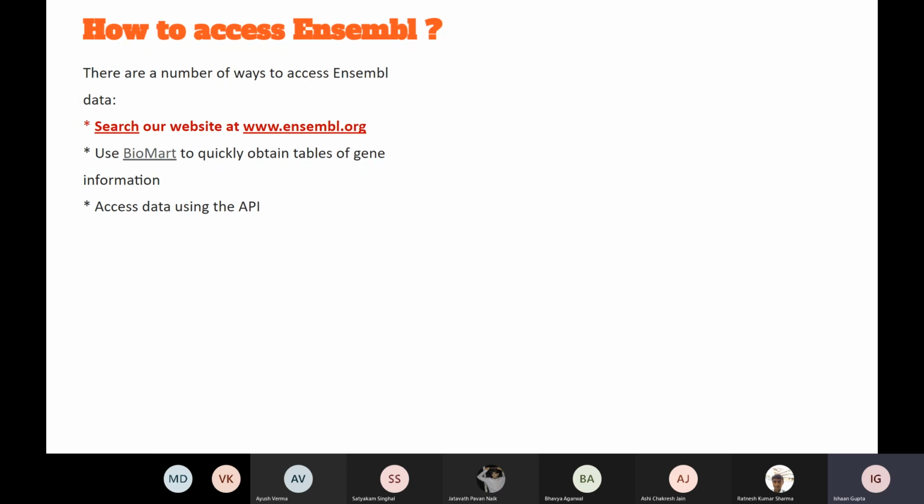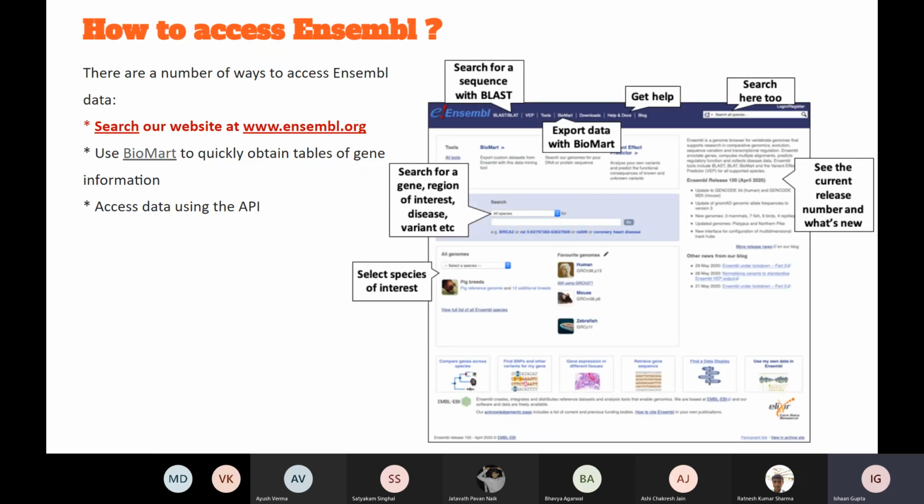All right. So there are a number of ways that you can access the data from Ensemble. You can either directly go to the website, or you can use certain APIs, which are called application programming interfaces, which allow you to pull data directly from the website without logging into the website, let us say for your app. So this is how it looks.